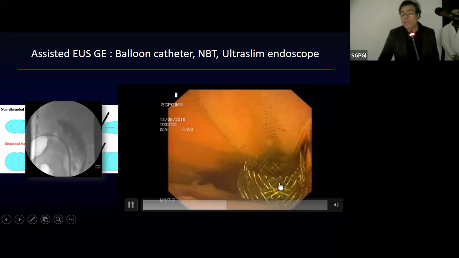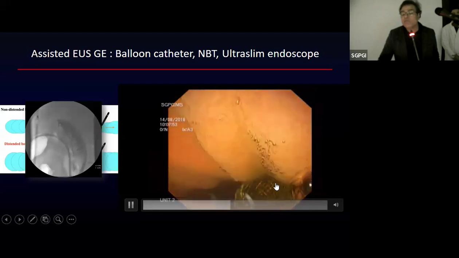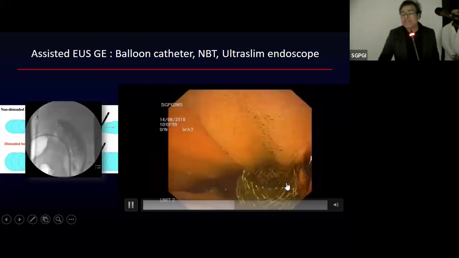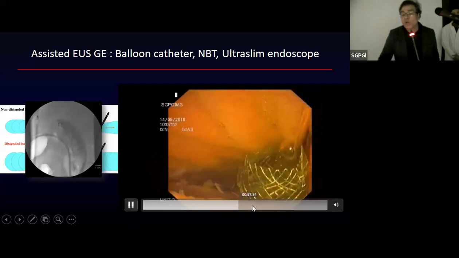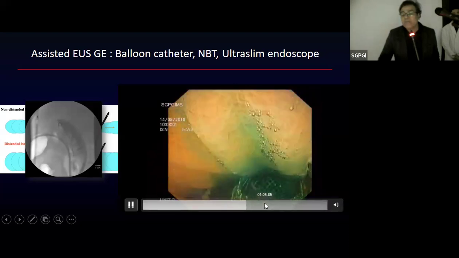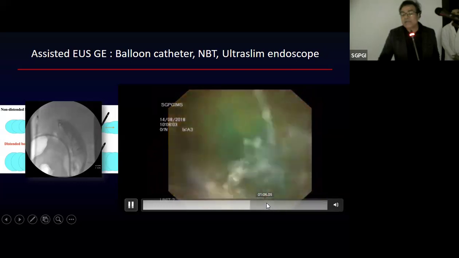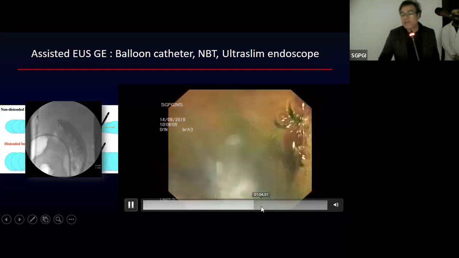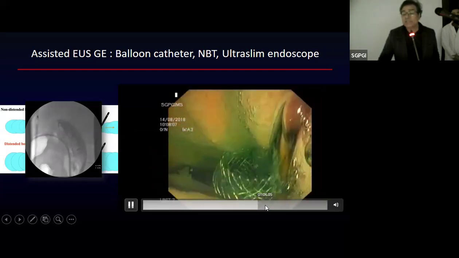And as soon as you deploy the stent, you can see blue colored fluid coming out. This convinces you that you are in the small bowel only. You will see this blue colored fluid coming out. And once everything is set, the whole procedure takes just around 5 minutes to deploy this stent.